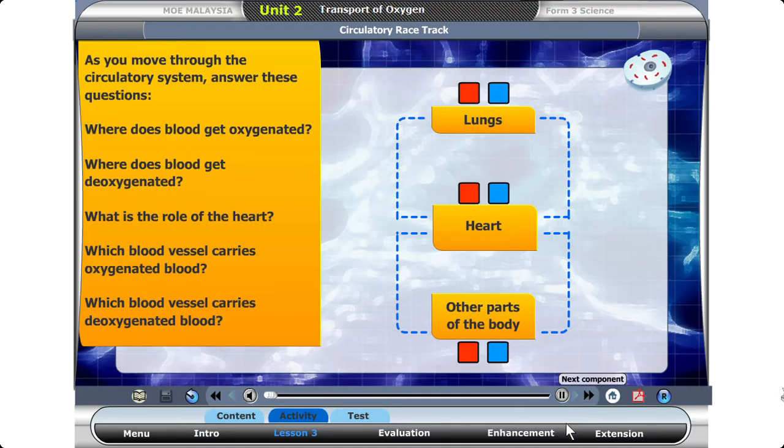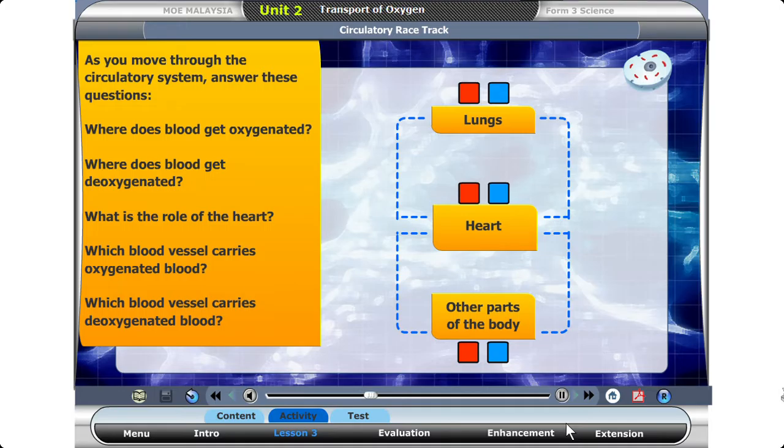Let's simulate how oxygenated and deoxygenated blood travels through the body. Arrange the classroom following the diagram on screen. Place 2 students each at the heart, lungs, and other parts of the body. Give a deck of red cards to one student in the lungs. Give another deck of blue cards to the other student in the lungs.